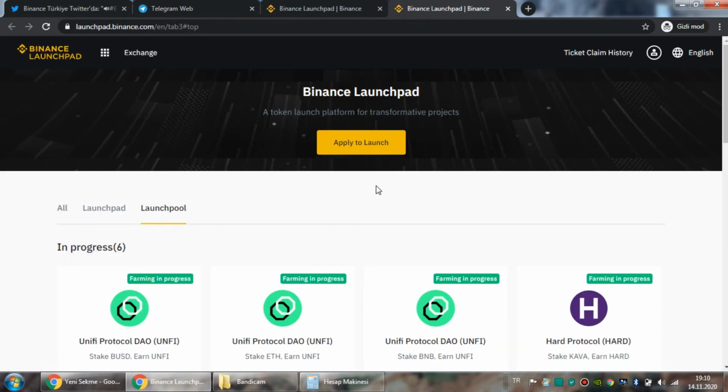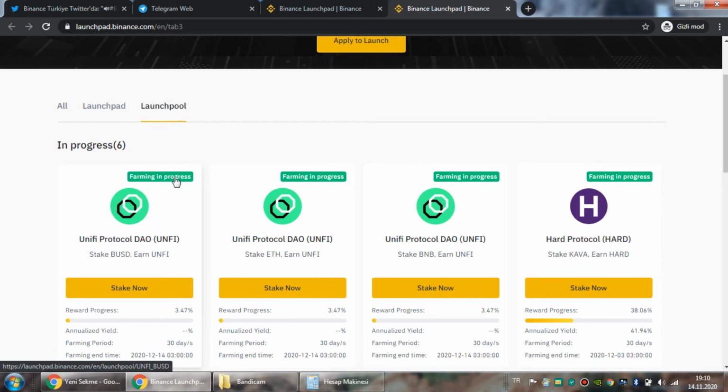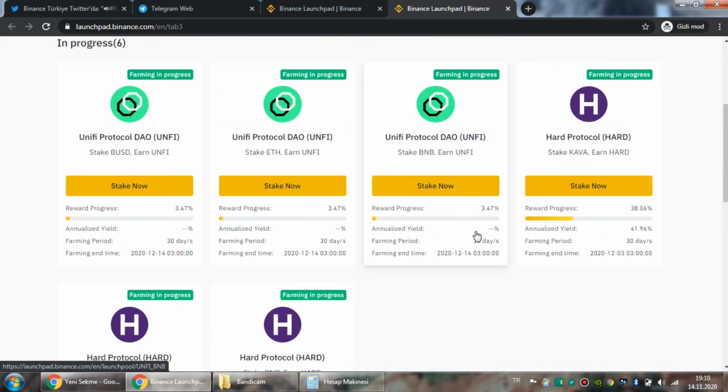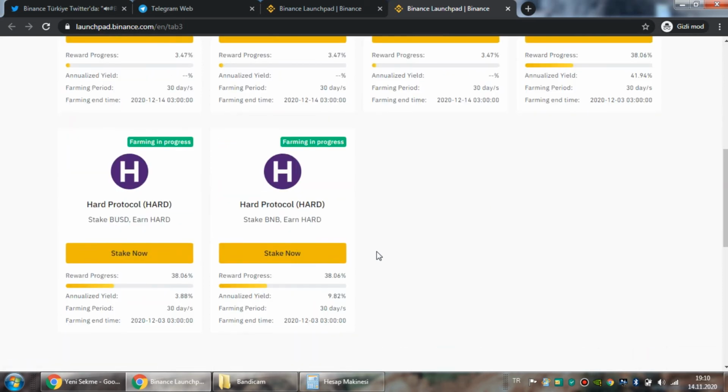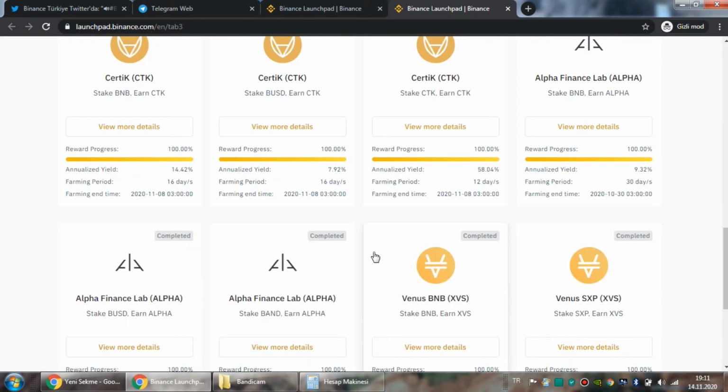You can ask me anything, and if you have some Ethereum, you can participate in this pool. You can see farming in process. The farming period is 30 days. The Hard protocol is also the same, 30 days, but its half period is okay. So this is new. It is very good, and this one is completed. You can see it if you just click view more.